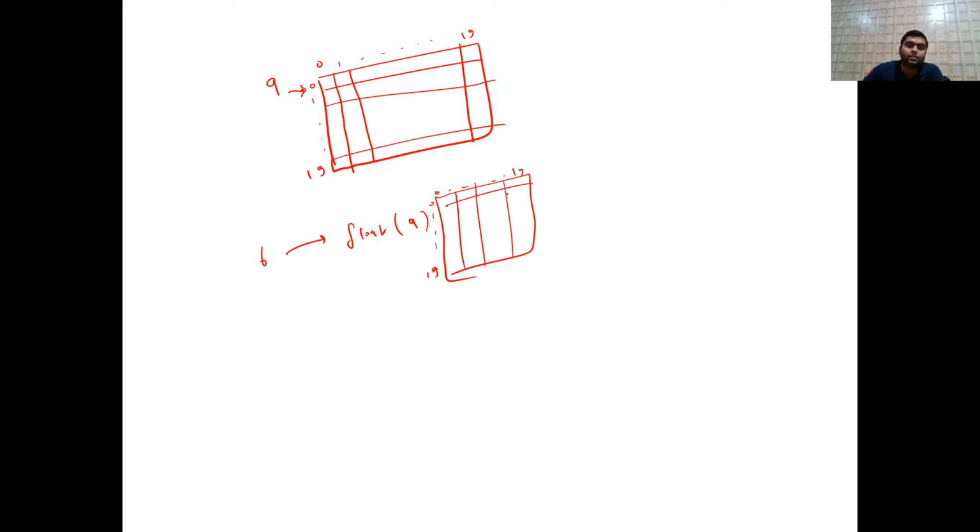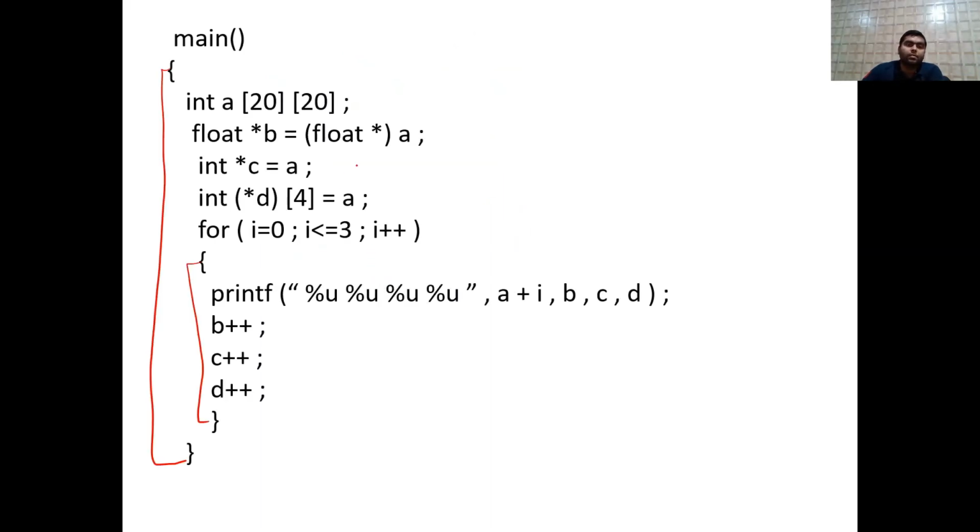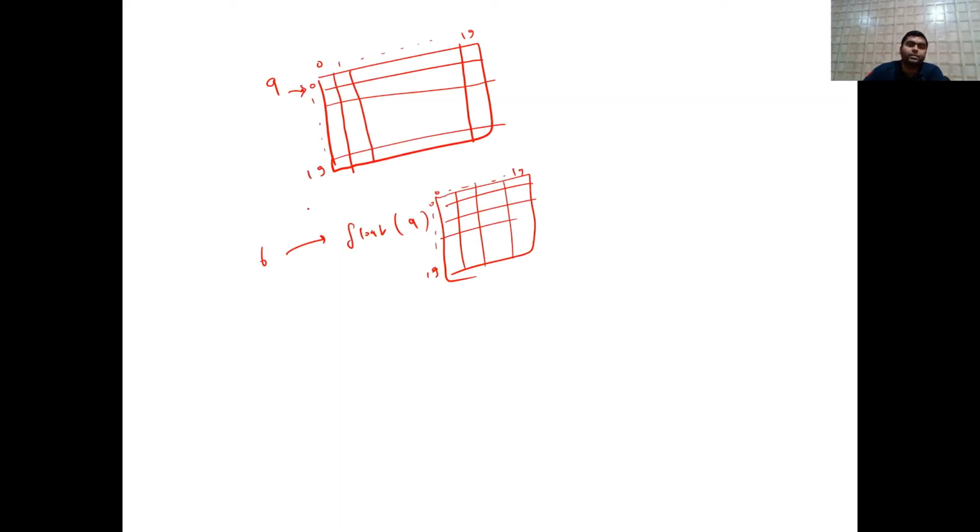Okay, so this is the same case. Now observe carefully. So next is integer star c equals to a. So what is star c equals to a? Means c is an integer pointer pointing to a. So c is an integer pointer, so pointing to what? A. Okay, so a is again the same array. So it is 0 1 2 and up to 19, and it is 0 1 and up to 19. So it is the same case. Okay, if you are observing carefully, then it is the same case.